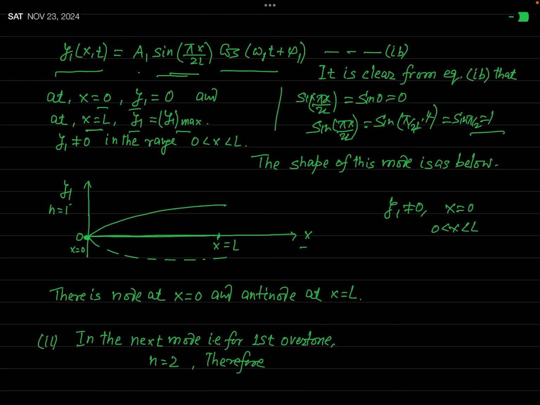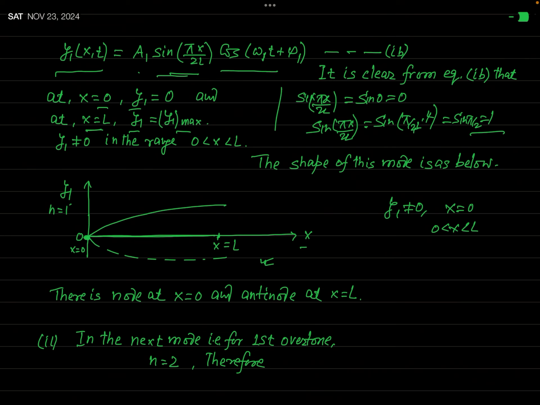Actually, again you can see that there is no other value of x in the range between x equal to 0 and x equal to L where this y1 will be 0. That's why the shape of this mode is like this, which I have shown in this figure. Actually, this figure represents the graph of this y1 against x. You must remember that these displacements y1 are longitudinal, not transverse. Mark it.